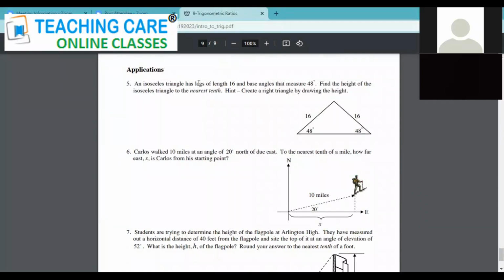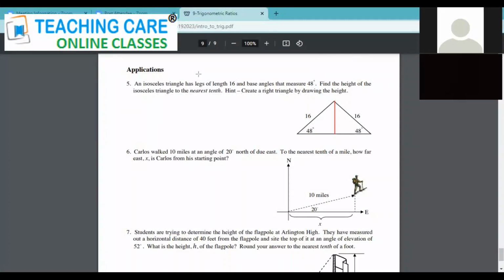Now see this. An isosceles triangle has length of 16. Sometimes the figure they will give, sometimes the figure will not be there. You have to draw the figure. Length is 16 and the base angle measure is 48. Find the height of the isosceles triangle to the nearest tenth. Create a right triangle by drawing the height.